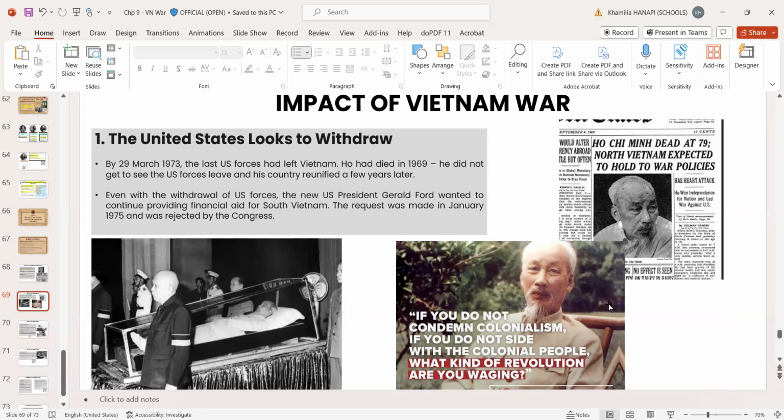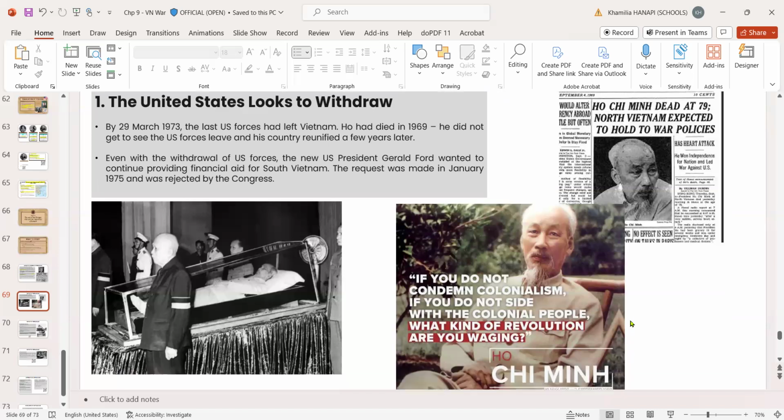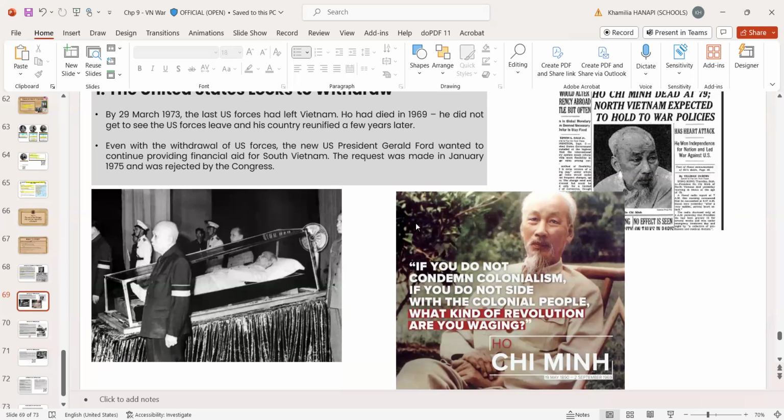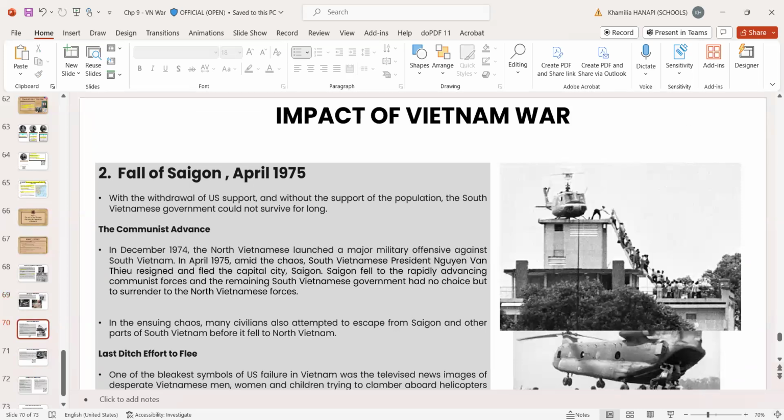Unfortunately, Ho Chi Minh, who was the defender of Vietnam, died in 1969. He didn't even see that the US forces left and his country reunified. Okay, so these were the things that he said. All right, so he passed away, unfortunately. Now, what is another impact of the Vietnam War?